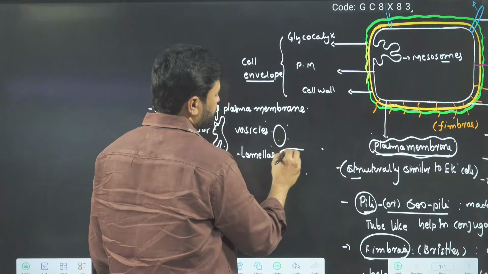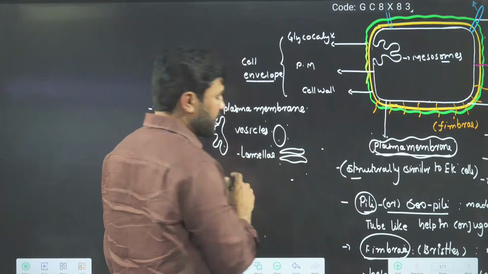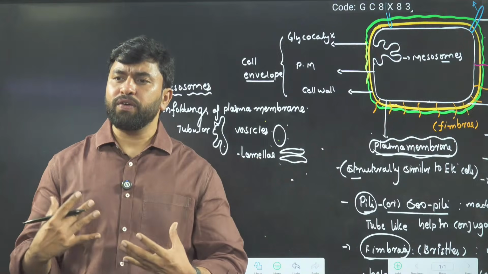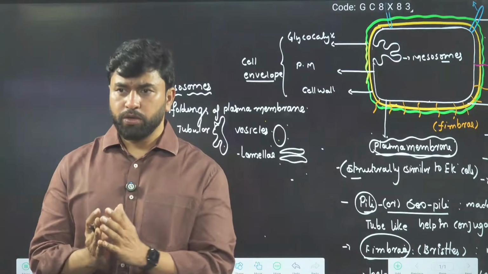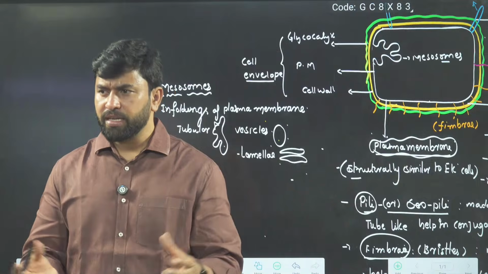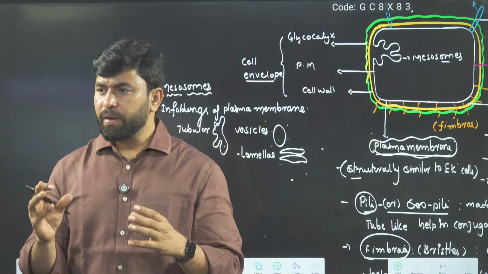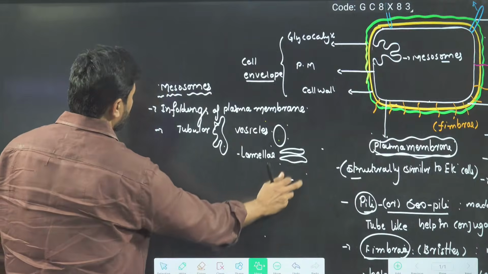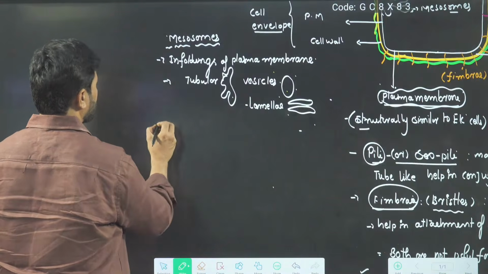Lamellae means membranous sacs. Like that, the shape of mesosomes may vary from cell to cell. They don't have a constant shape because they are enfoldings of plasma membrane. Then the important thing to be noticed there is their functions.